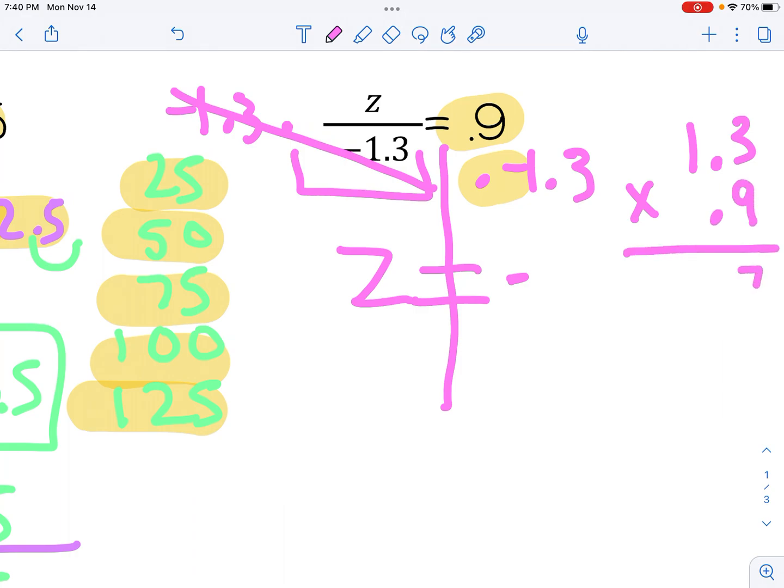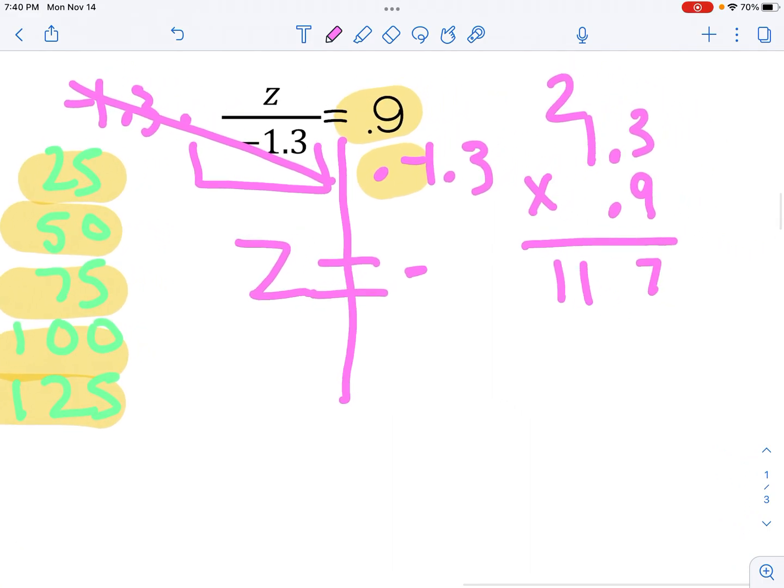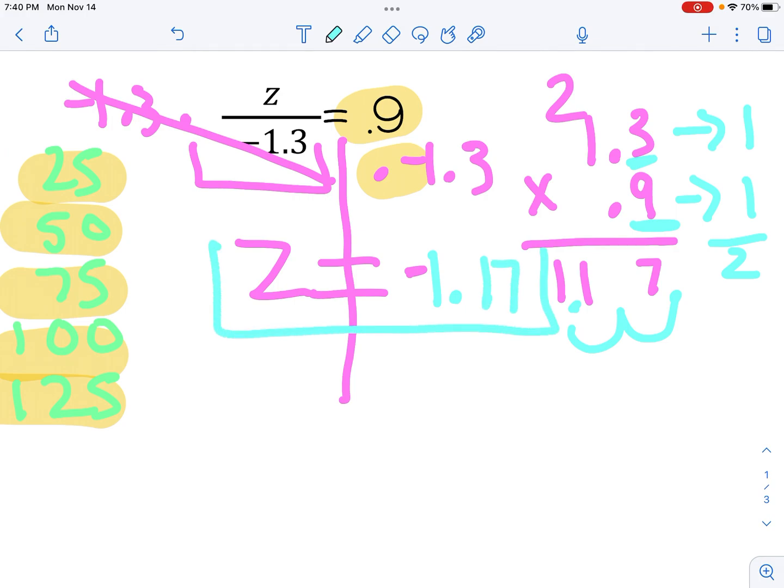9 times 3 is 27. 7 goes down, 2 goes up. 9 times 1 is 9, plus 2 is 11. I am not going to just bring my decimals down. I'm going to count my decimal places. So I have 1 digit after my first decimal and 1 after my decimal on the bottom. So total, I am moving my decimal 2 times. My decimal is right here, 1, 2. My final answer would be negative 1.17.